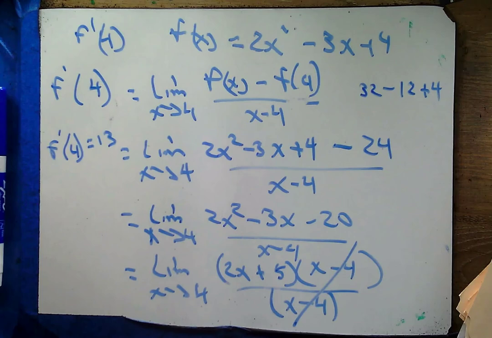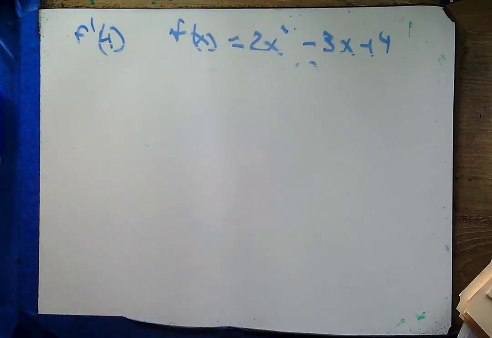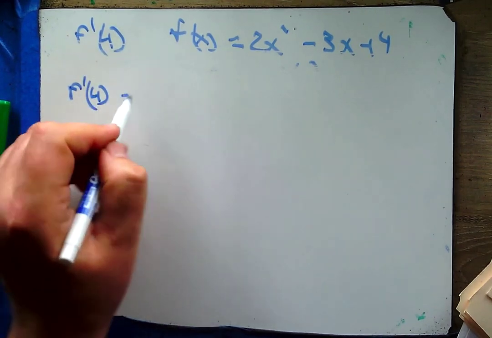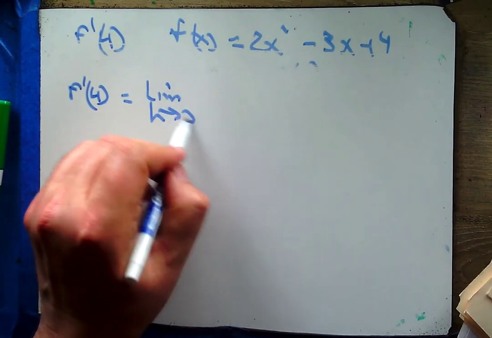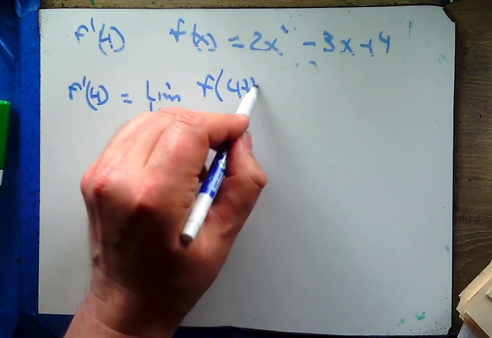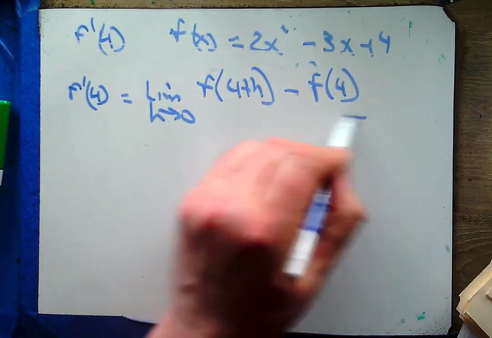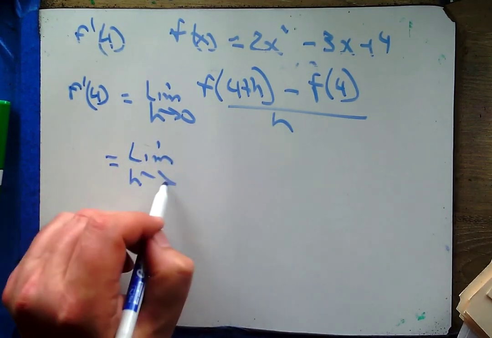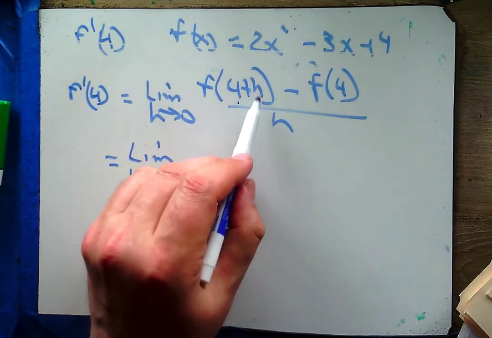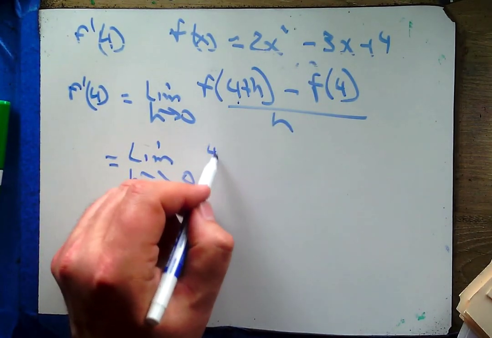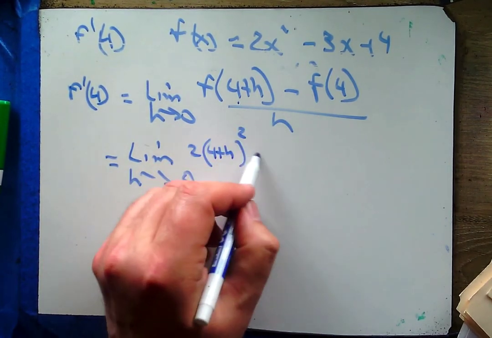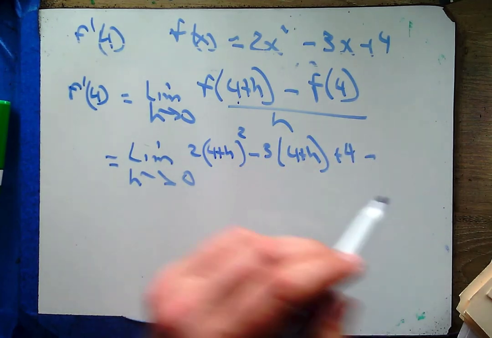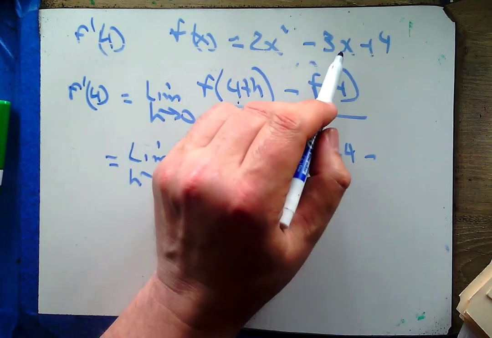We used that limit definition of the derivative. And now in part B, we're asked to do the problem again, but this time we want to find f prime of 4 using the limit as h heads to 0 of f of 4 plus h minus f of 4 over h. Okay, so what do we remember? We remember that we have to plug in 4 plus h into each of these x's: 2 times 4 plus h squared minus 3 times 4 plus h plus 4 minus, what was f of 4? 32, 36 minus 12.